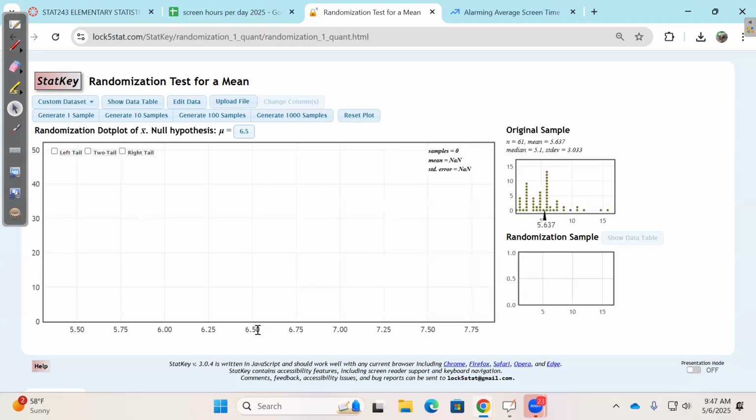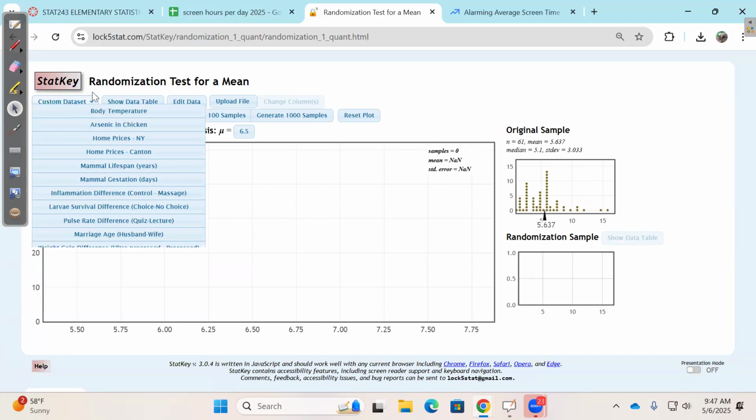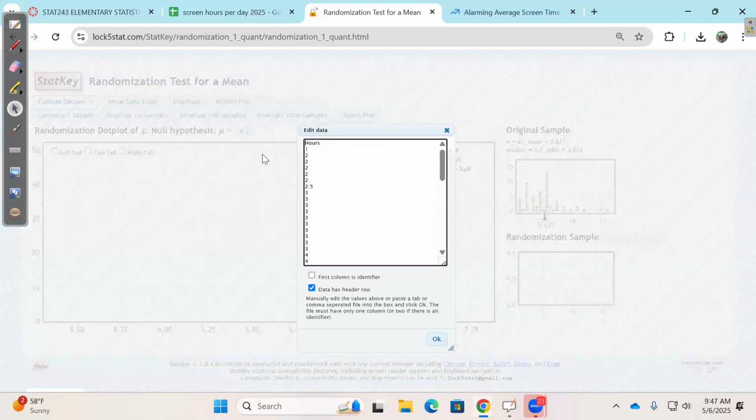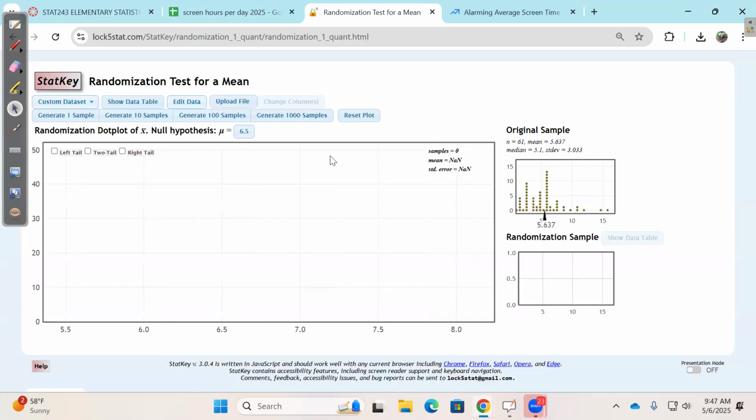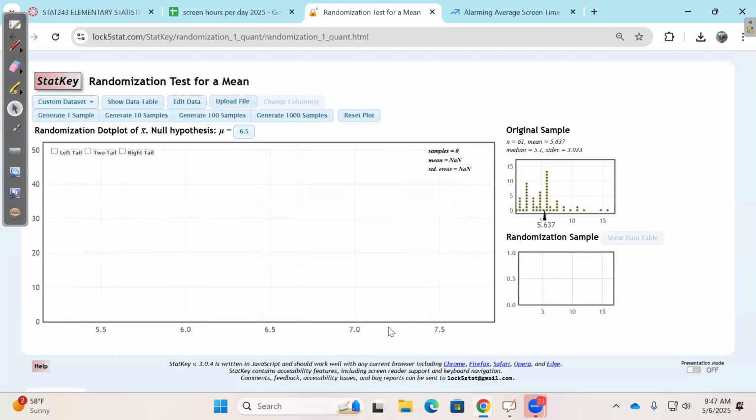Okay, so again, 2 steps to get a hypothesis test started in StatKey. First, you've got to either find the right data set, and sometimes on the homework I reference one of these, or copy and paste the data into that. And then you have to say what you are comparing this to. That's called a null hypothesis. And here the national average is about 6.5, so we set that there. Once you put your data in and set the null hypothesis, then you can generate.